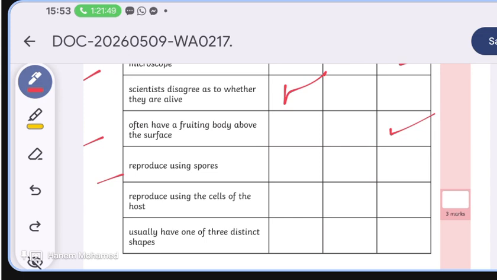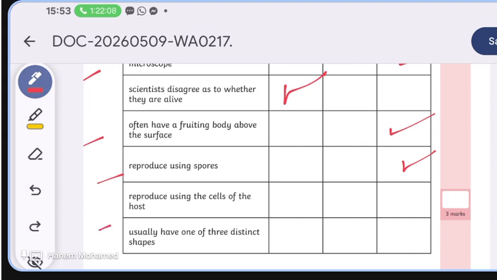Reproduce using spores. Also, the bread, if you said, I will leave the bread and only this part has fungus. No. After one day, all the bread will have fungus. Why? Because the spores will start to spread everywhere. So the fungi also can reproduce by spores.